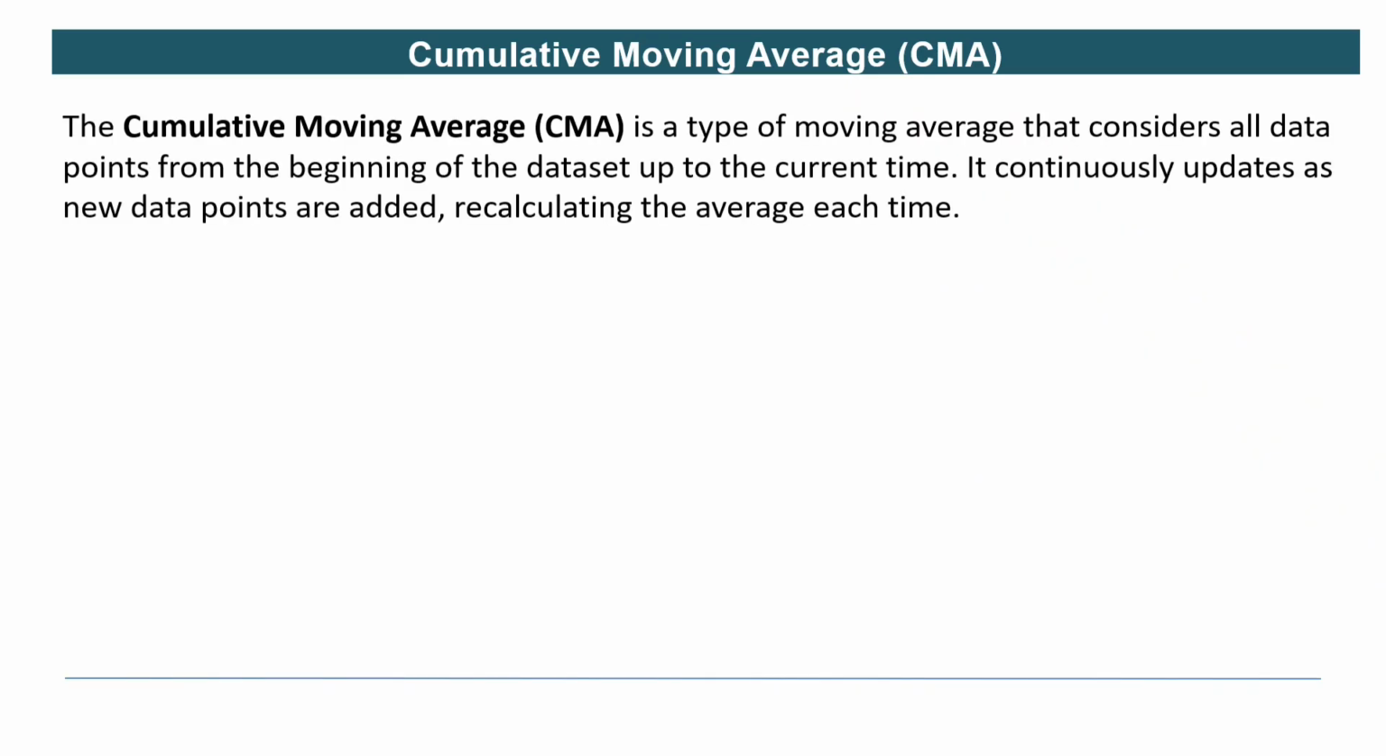As I was explaining in the introduction, cumulative moving average, CMA, is a type of moving average that considers all the data points from the beginning of the data set up to the current time. So what does it mean? For example, if I join an organization and on day 1, let's assume I produce 15 units. My productivity on day 1 is 15 units.